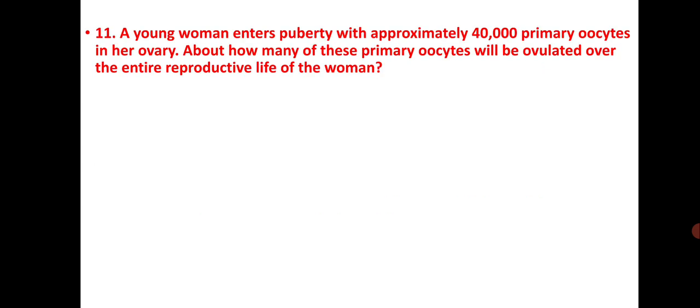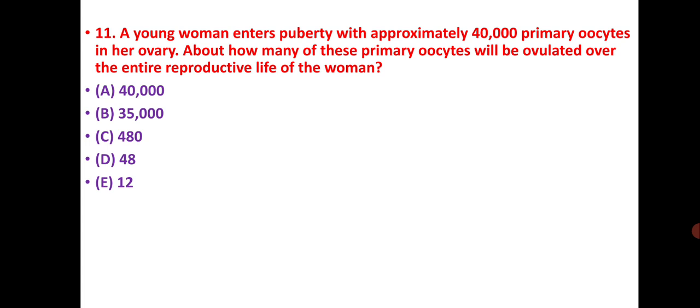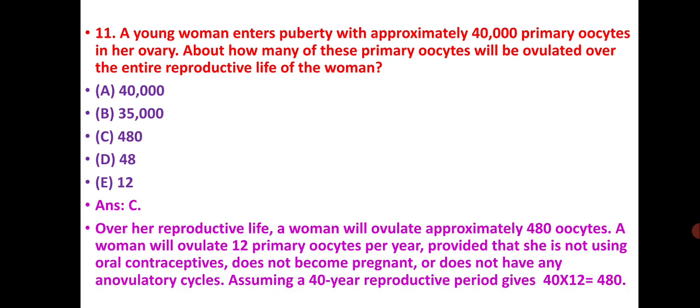11th question: a young woman enters puberty with approximately 40,000 primary oocytes in her ovary. About how many of these primary oocytes will ovulate over the entire reproductive life of a woman? 40,000, 35,000, 480, 48, 12. The answer will be C, that is 480.